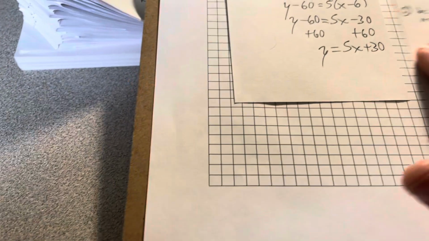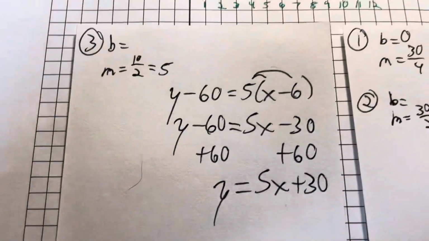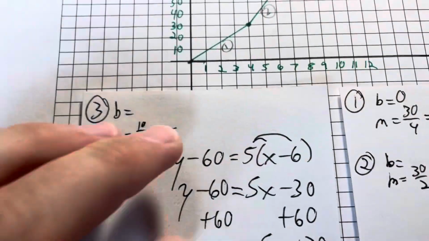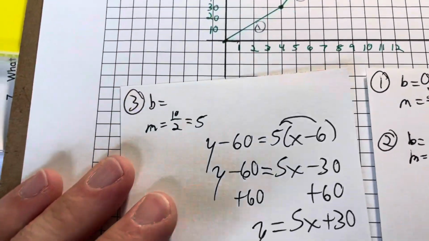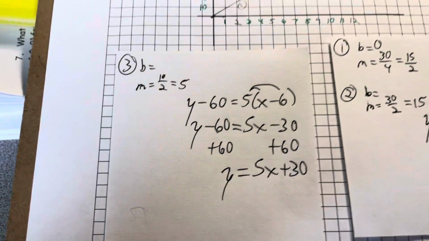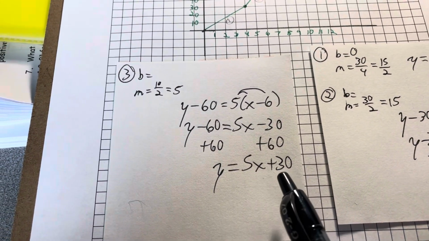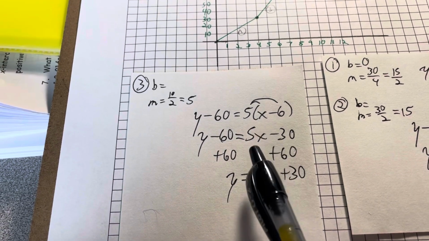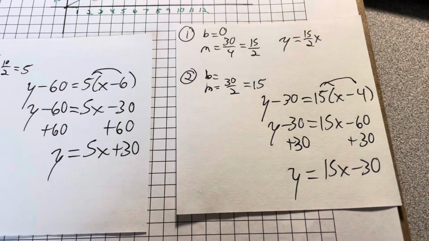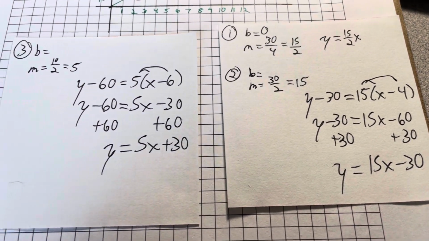And that's the same thing I did on equation number 2. I found my slope using the slope formula, or just the points and counting them. I found my y-intercept here by actually plugging in a point and a slope. Same thing I did over here to get 15x minus 30.